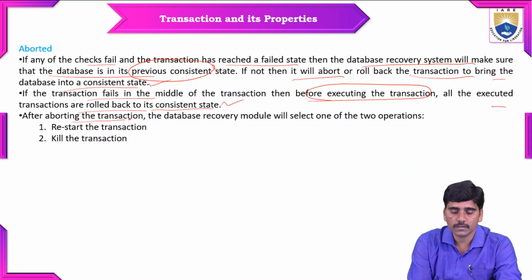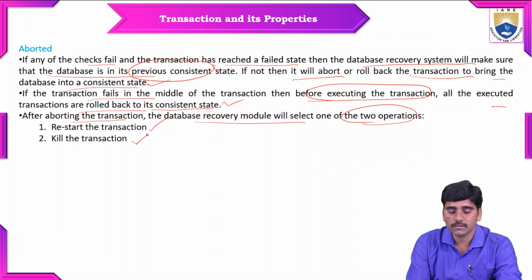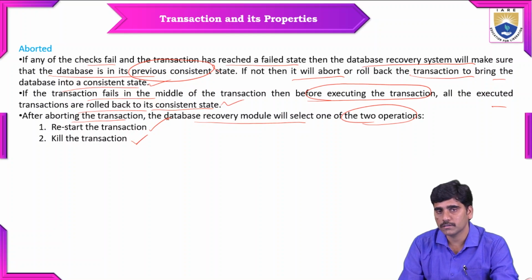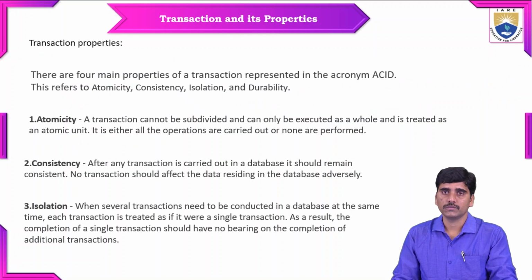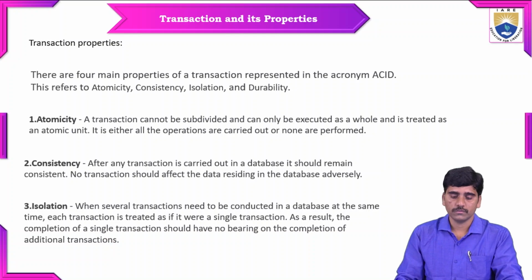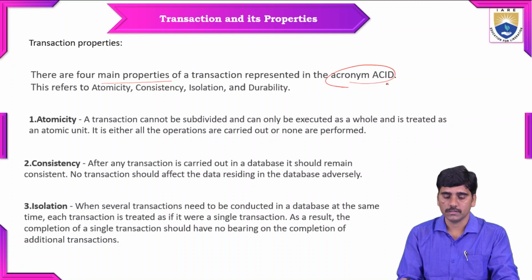So after aborting the transaction, the database recovery module will select one of two operations: either restart the transaction or else kill the transaction. So to do this, transaction properties are used. There are four main properties of transaction represented in the acronym ACID.